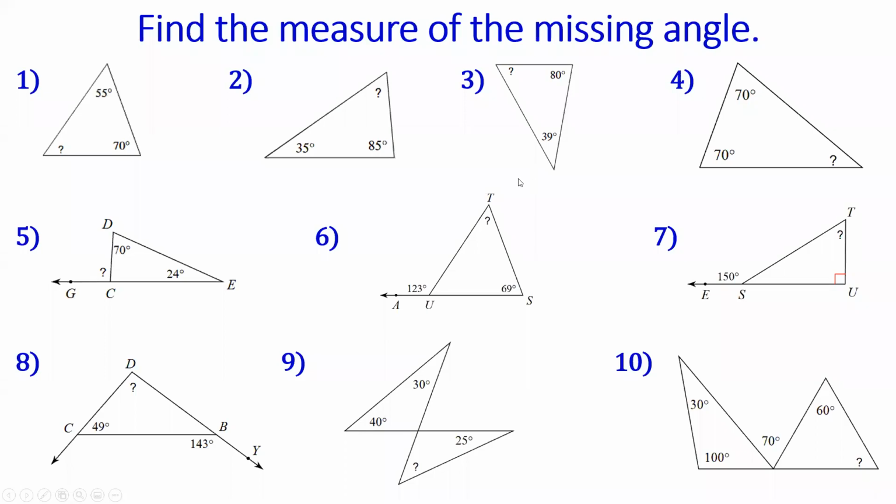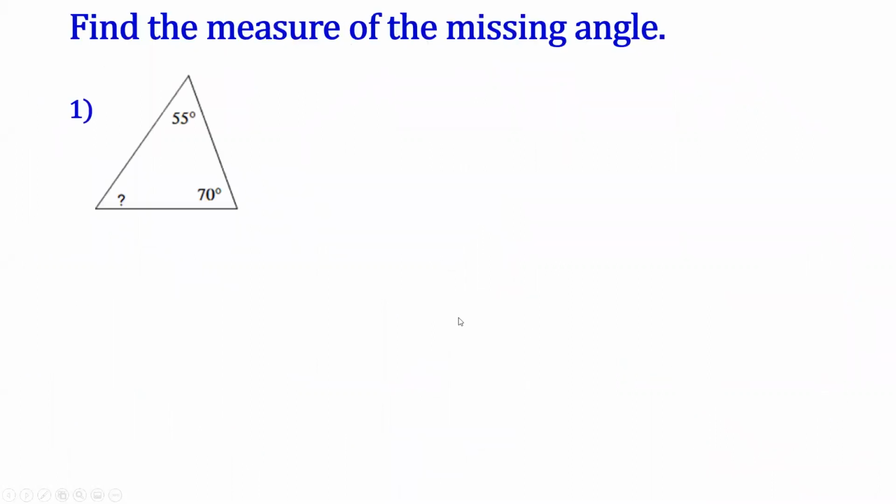On Wednesday's assignment, you're given 10 diagrams and you're asked to find the measure of the missing angle, which is always noted with a question mark. And I'm going to solve number 1, number 5, number 9, and number 10 in this video. Let's begin with number 1.